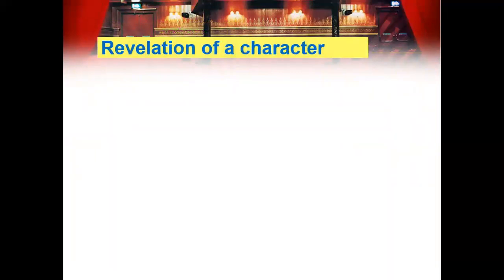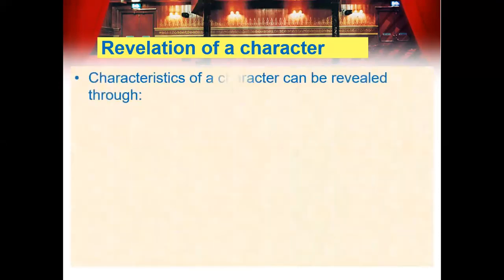So the playwrights, each one of the authors, has different ways of revealing the character to the audience, by which the audience can understand the character. We have three main types in which the characteristics of a character can be revealed. The first type can be revealed through his or her physical appearance.